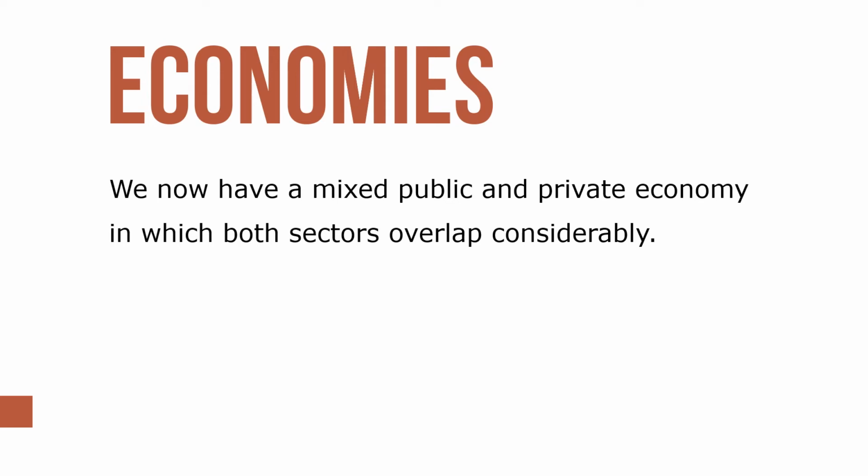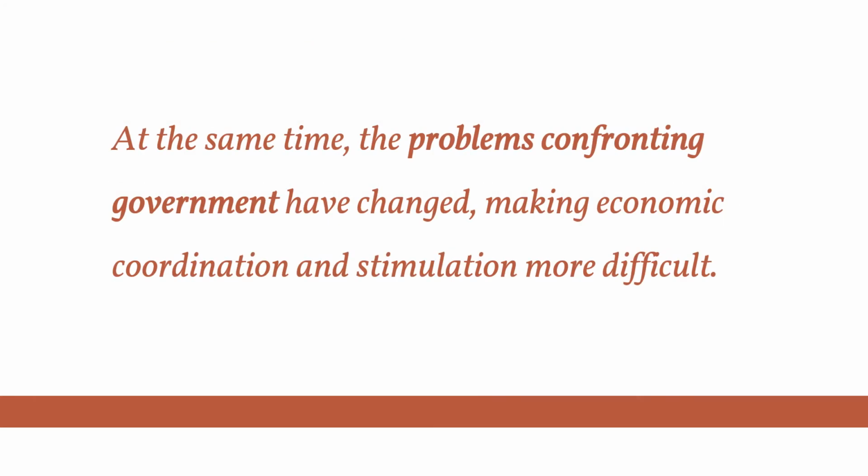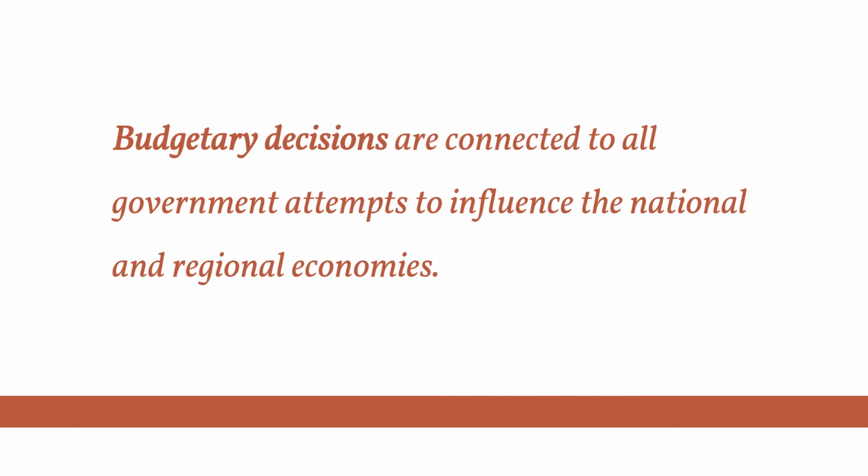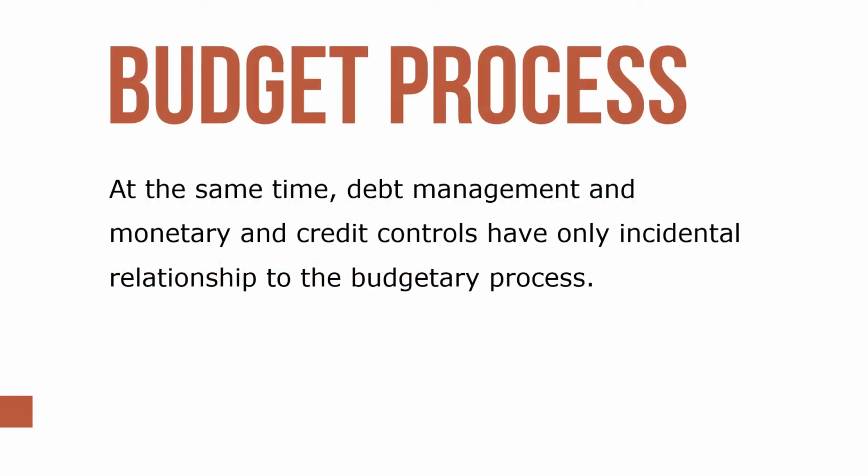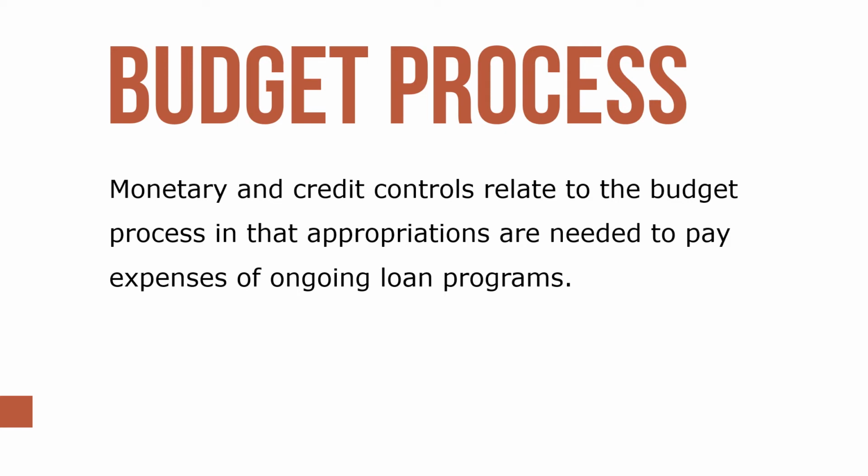We now have a mixed public and private economy in which both sectors overlap considerably. At the same time, the problems confronting government have changed, making economic coordination and stimulation more difficult. Budgetary decisions are connected to all government attempts to influence the national and regional economy. At the same time, debt management and monetary and credit controls have only incidental relationships to the budget process. Monetary and credit controls relate to the budget process in that appropriations are needed to pay expenses for ongoing loan programs.